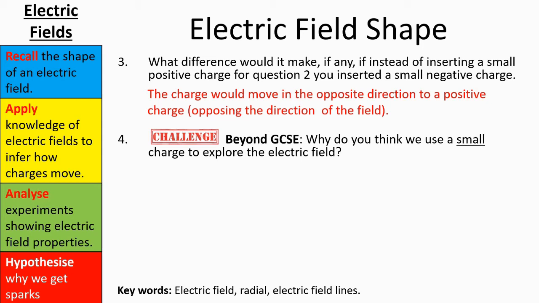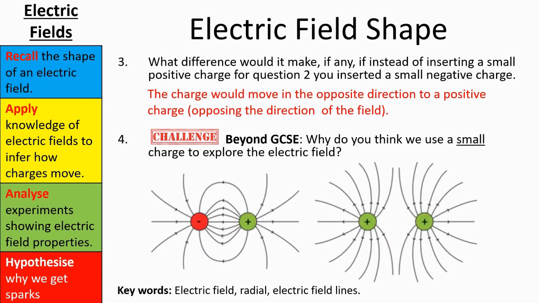Well, if you use a large charge to explore the electric field, a large charge changes the shape of the field. We want to measure the field without disturbing it. Here are some examples of when we put large charges close to each other. So, for example, if we put a positive and a negative charge next to each other, it no longer appears that either of those charges are surrounded by that lovely radial field that you have been drawing in your previous questions.